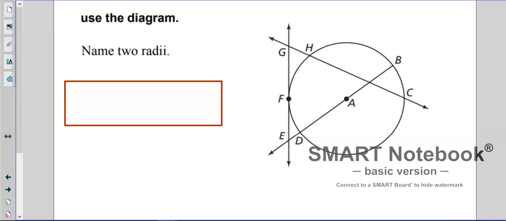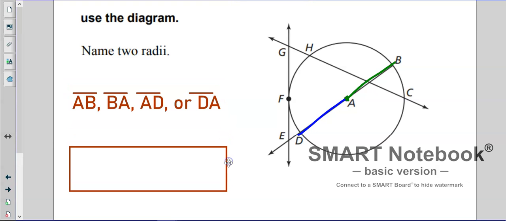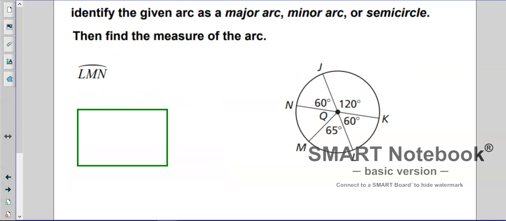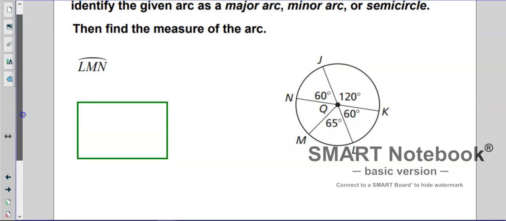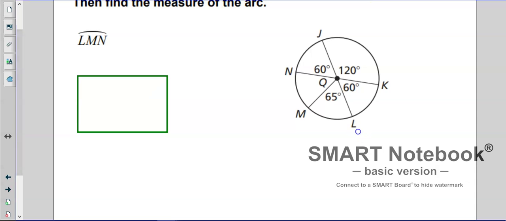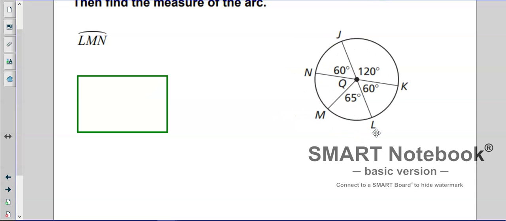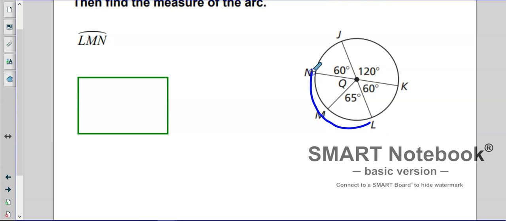Name 2 radii. So remember, a radius goes from the center out. So in this case, we have AB or BA and AD or DA. LMN, once again, must be a semicircle or a major arc. So from L, we go to M. All right, so this one just goes there. So this one's kind of deceptive. It really should just be LN. There's no need for that third letter.